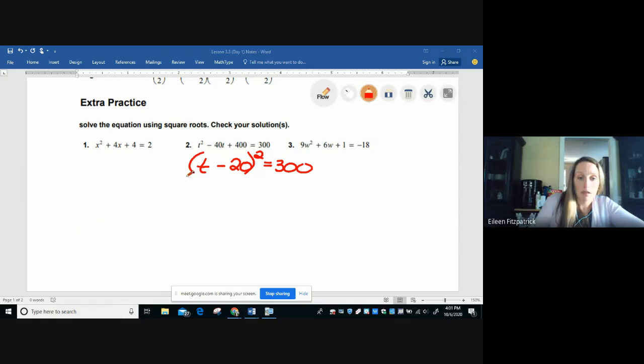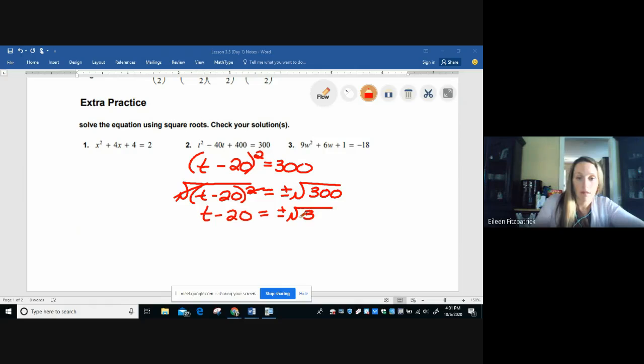Now we're back in the same scenario as the last problem, where I have to take the square root of both sides of the equation in order to get rid of that square that has the t trapped in the parentheses. So I'm going to write it like this. Take the square root of both sides. Don't forget your plus minus. The square root cancels with the square, so you're left with t minus 20 equals plus minus the square root of 300.